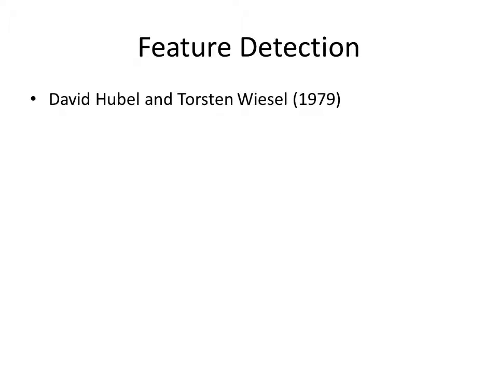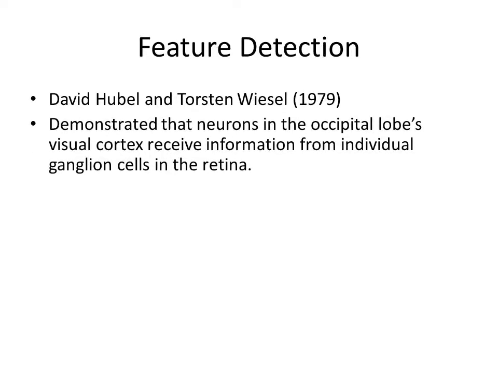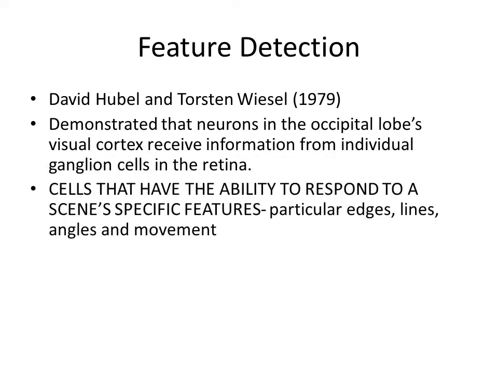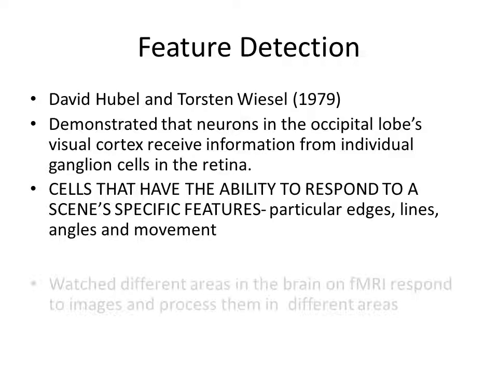Okay, feature detection. David Hubel and Torsten Wiesel in 1979 demonstrated that neurons in the occipital lobe's visual cortex receive information from individual ganglion cells in the retina. So basically, there are specific parts of the visual cortex that are responsible for certain behaviors. Cells that respond to scene-specific features are called feature detection cells. They may help you see particular edges, lines, angles, and movement.